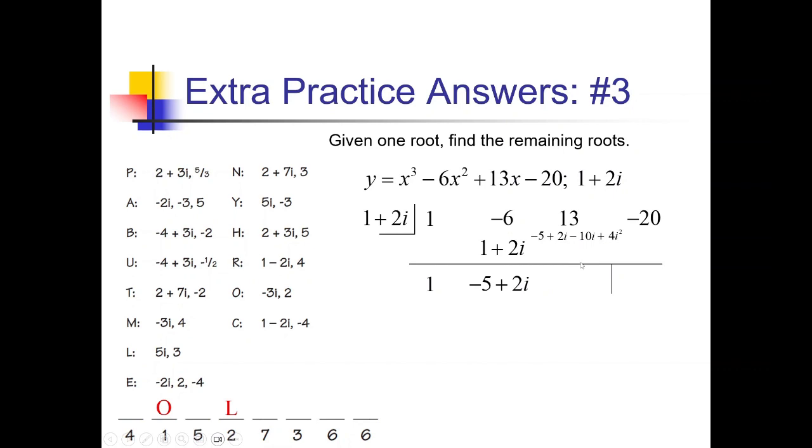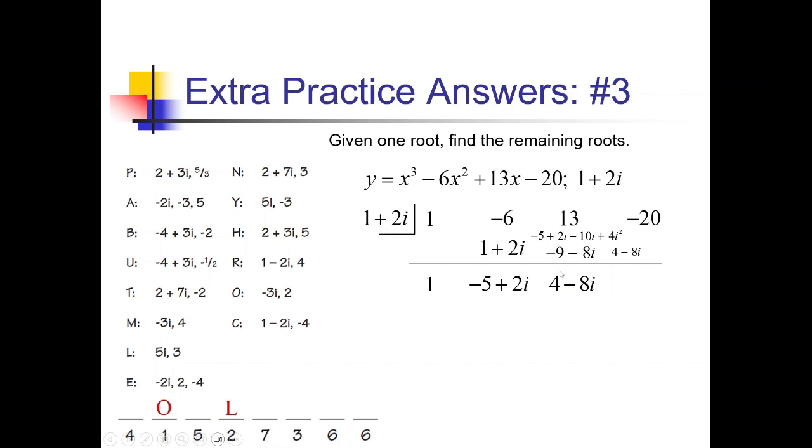And let me combine these now. 4i squared is really negative 4. Negative 5 and negative 4 gives me negative 9. And then 2i minus 10i is negative 8i. So I have 13 combining with this negative 9. That's going to give me a 4, and I still have that negative 8i left over. Now I got to do this again. So we have 1 times the 4 and the negative 8i, so that's 4 minus 8i over here.